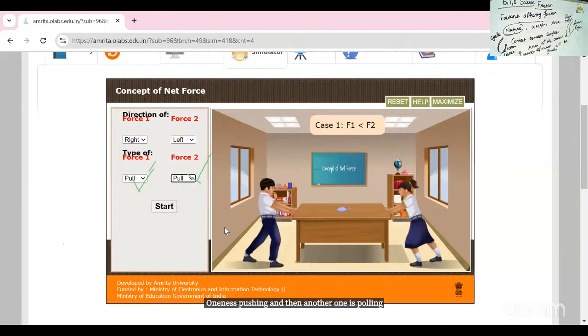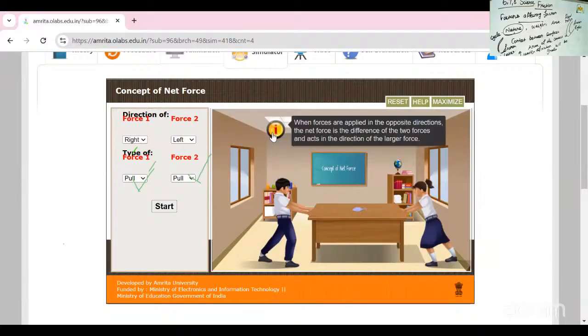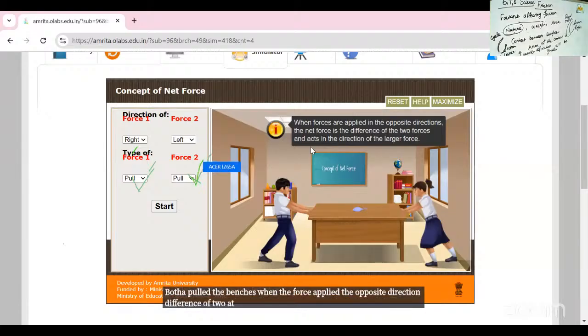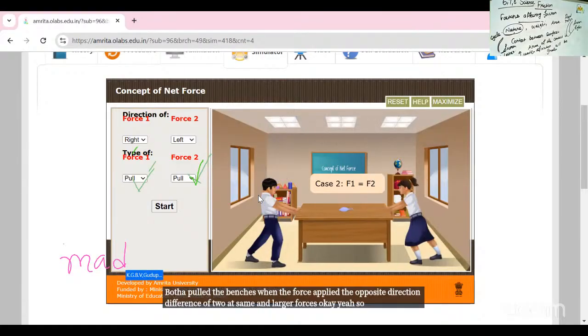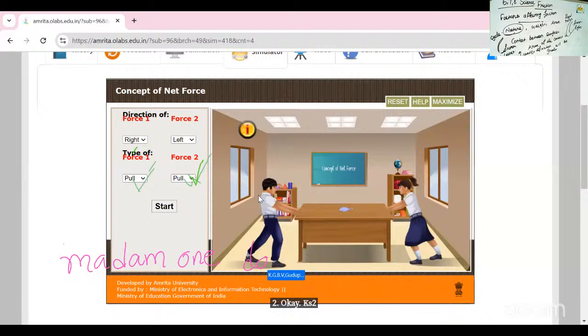Okay. See here, both are pulling the benches. When the force is applied in the opposite direction, the net force is the difference of the two forces. Okay, yeah. So in this simulation, case 2 also F1 is equal to F2. Okay, case 2 also F1 equal to F2.